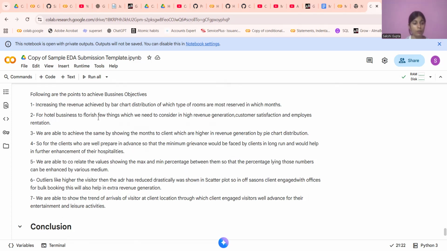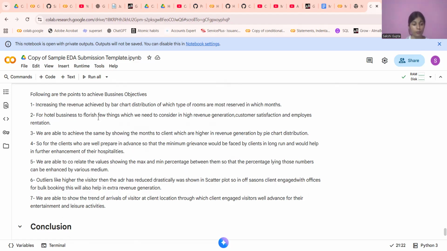Fourth, so far the client who is well prepared in advance will face minimum problems in the long run, and this would help in further enhancement of their hospitality. Fifth, we are able to correlate the values showing the max and the mean percentage between them, so that the percentage lying between those numbers can be enhanced by various methods.